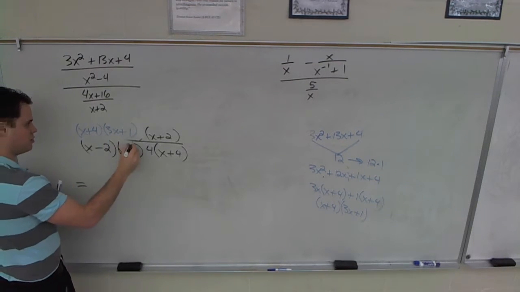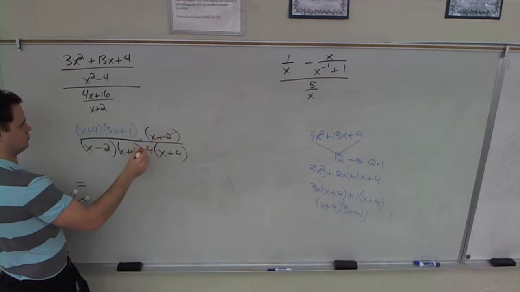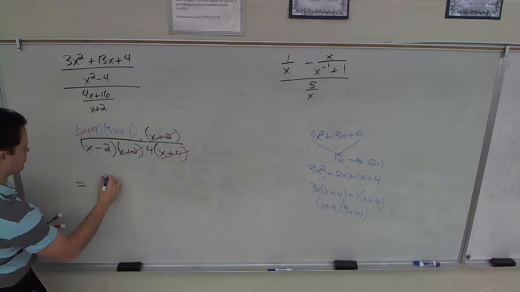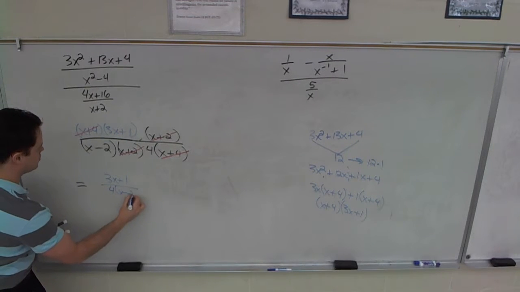And I think quite a bit of stuff on this one cancels, doesn't it? So that's 3x plus 1 over 4 times the quantity x minus 2.